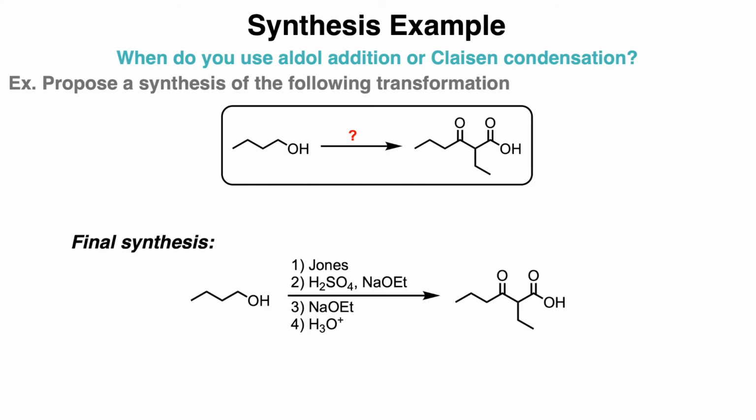So the final proposed synthesis would be first step Jones, second step, H2SO4 and NaOEt, followed by Claisen condensation using NaOEt and H3O+, and an excess amount of H3O+ would push the ester to become a carboxylic acid.